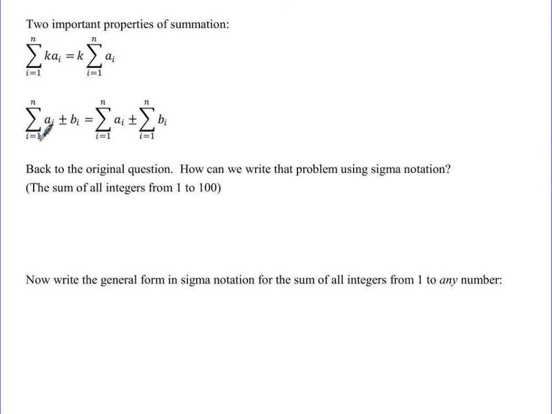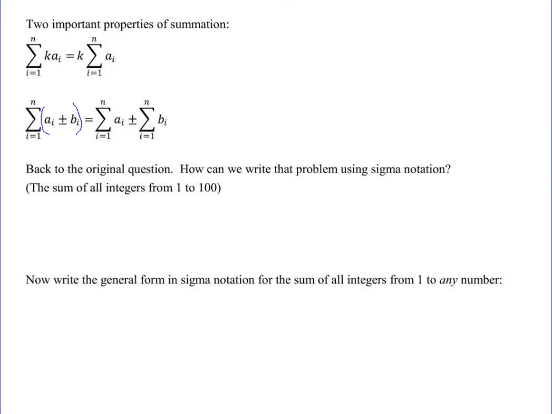The other property we need to talk about, same notation here, i equals 1 to n, but this time we are summing, I should probably put parentheses around those, something plus or minus something else. We can split that summation into two separate summations. The sum from i equals 1 to n of a sub i, and then plus or minus the sum from i equals 1 to n of b sub i. So just like we have been doing all year long, we can apply the sum to each individual term on its own.